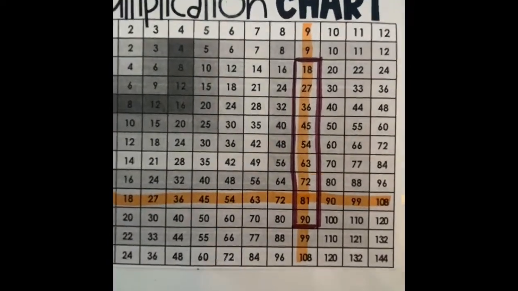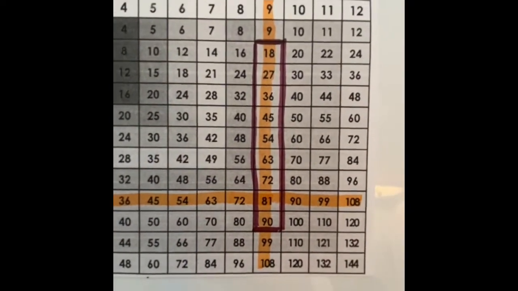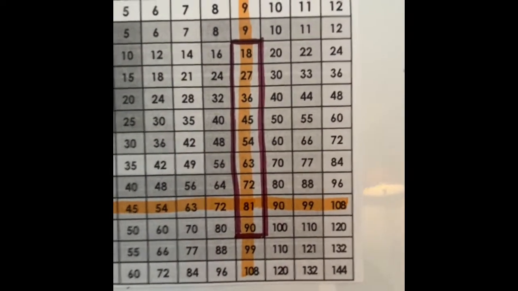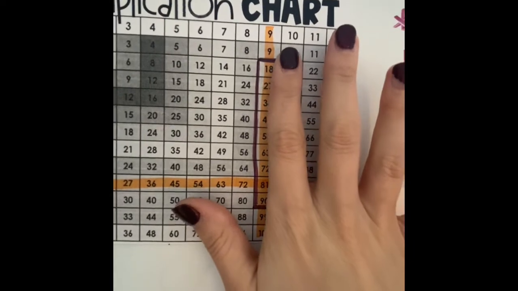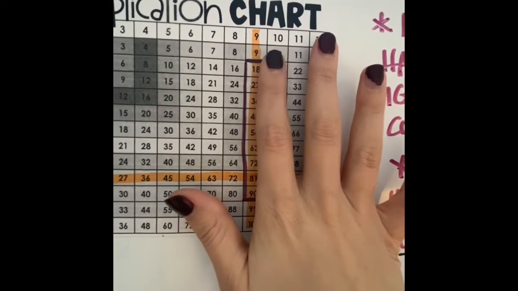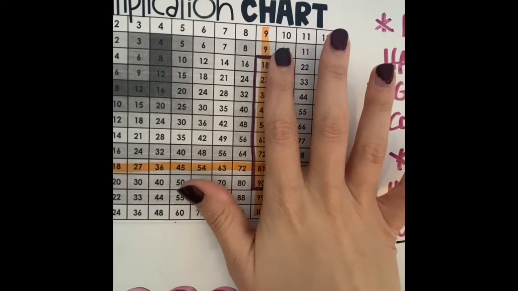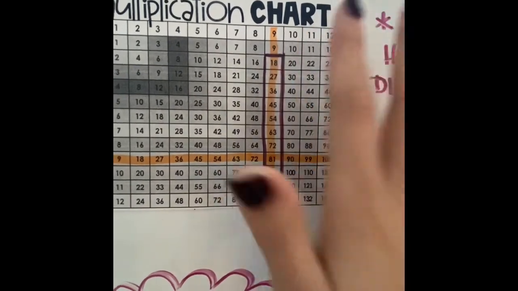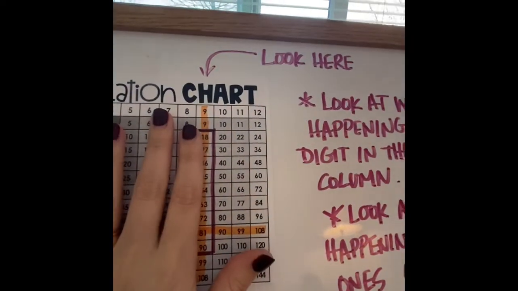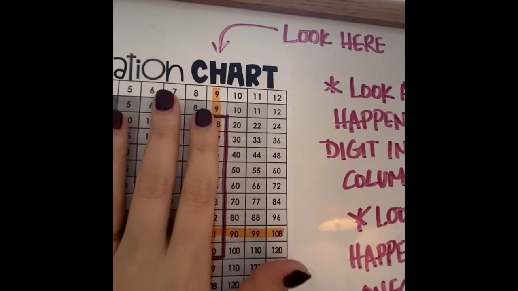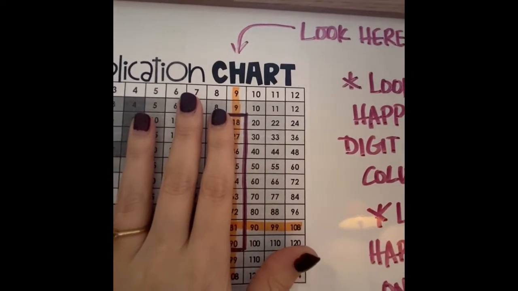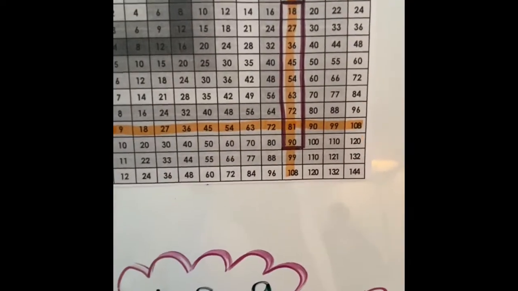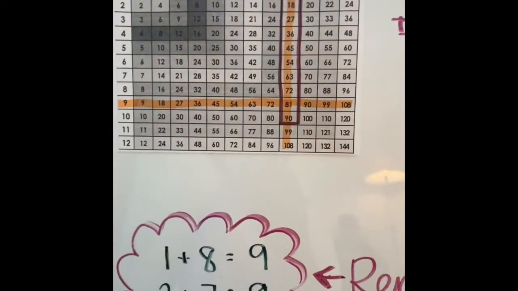Now let's talk about this strategy a little bit further, okay? I want you to look at what's happening to the tens column and these numbers right here. You'll see that these numbers are going up by 1. We're going from 1, 2, 3, 4, 5, 6, 7, 8, 9. And if you look at the ones column, they are not going up by 1. They are going down by 1. So we start with 8, 7, 6, 5, 4, 3, 2, 1, 0. And that is the strategy that we use to solve factors of 9.